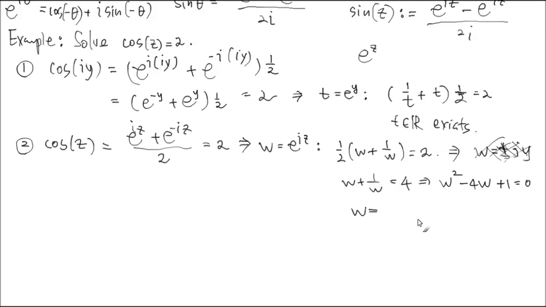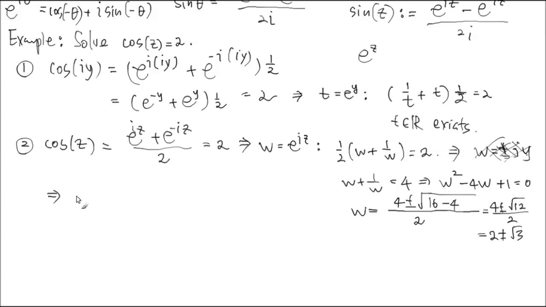Quadratic formula, right? 4 plus or minus the square root of 16 minus 4. That is right. So it's 4 plus or minus root 12, over 2, and that's 2 plus or minus root 3. That is right. Okay, 2 plus or minus root 3. W is supposed to be a real number, 2 plus or minus root 3.